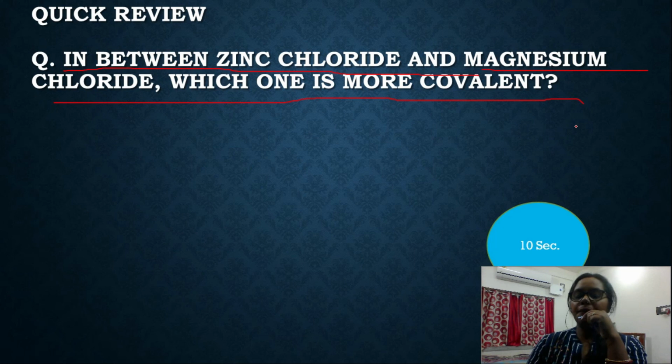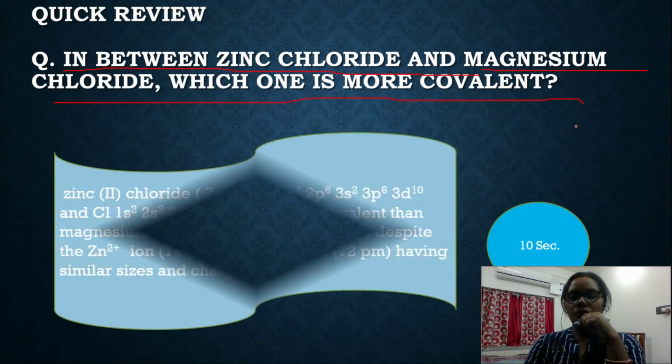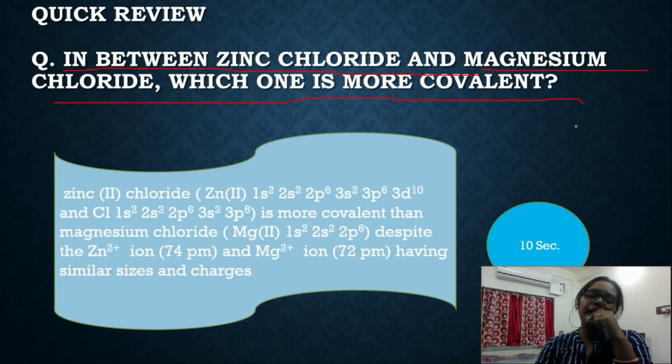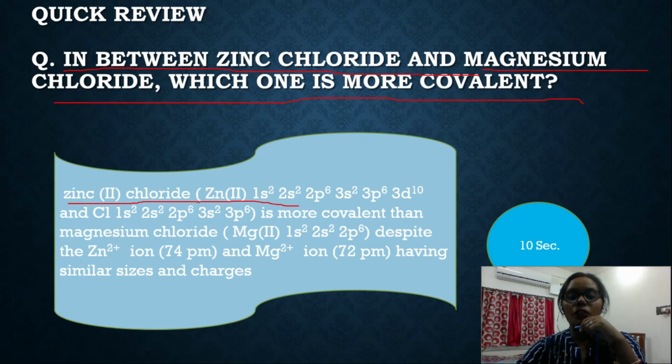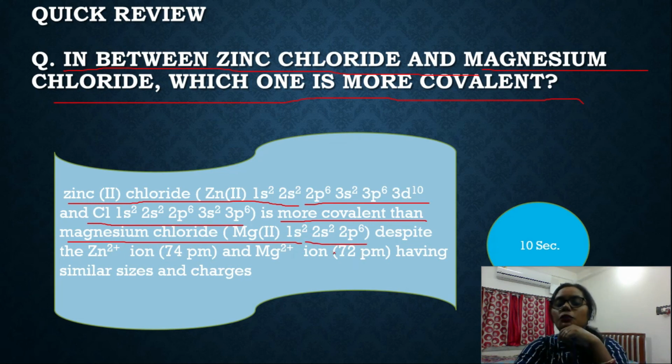Yeah, your time is over. Now look at the question. Yeah, this is the answer. You are absolutely right. I think you know the answer. That is zinc chloride. What is the electronic configuration? 1s2, 2s2, 2p6, 3s2, 3p6, 3d10. Zinc chloride is more covalent than magnesium chloride. What is the electronic configuration for magnesium? 1s2, 2s2, 2p6, a full-filled shell. Okay.